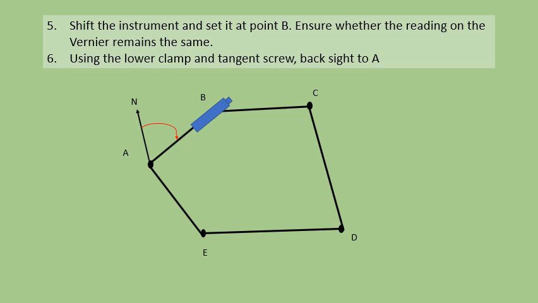Then I have done all the temporary adjustments at B, but I am ensuring whether the reading on the vernier A remains the same or not. I am not loosening the upper clamp; it is tightened even though I shifted from A to B. So the reading remains the same. I am loosening the lower clamp and backsighting, turning the telescope to backsight point A. So what is the situation now? Our instrument is sighting point A, but still the reading remains as the previous reading.